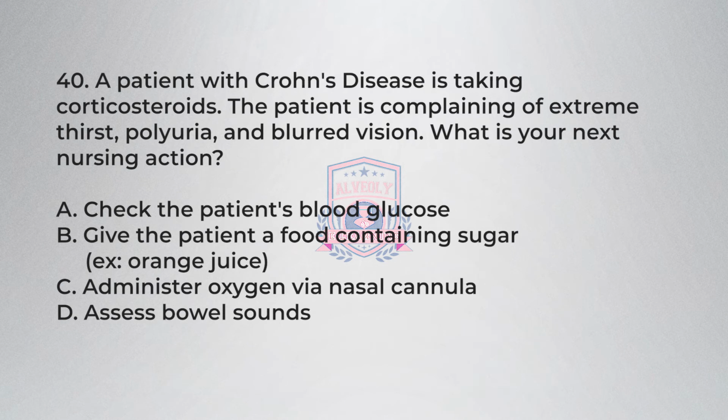Question 40. A patient with Crohn's disease is taking corticosteroids. The patient is complaining of extreme thirst, polyuria, and blurred vision. What is your next nursing action? A. Check the patient's blood glucose. B. Give the patient a food containing sugar, for example orange juice. C. Administer oxygen via nasal cannula. D. Assess bowel sounds. Correct answer is A. Check the patient's blood glucose.